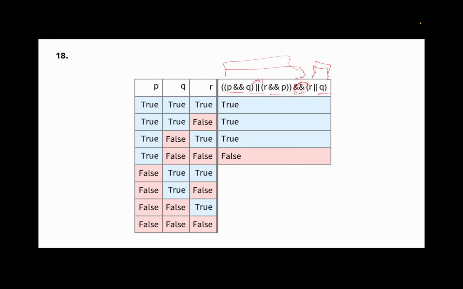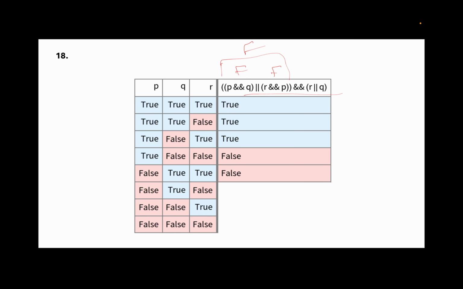So what's the answer here? Here it will be true. It is false. So it's P and Q. P and Q, they are false. R and P, these also both are not true. So again false. Since two are false, ultimately the and statement will become false.